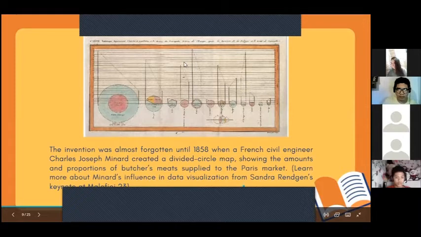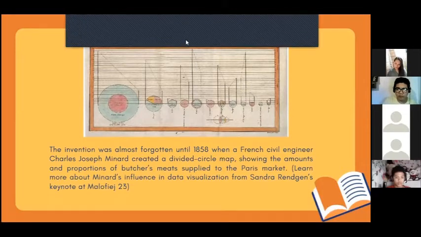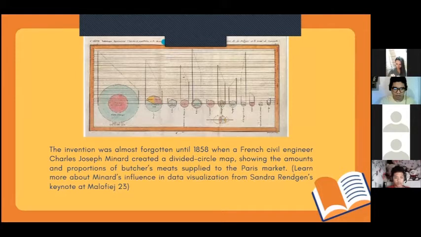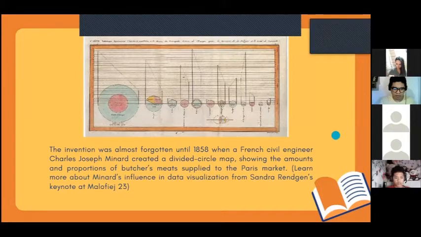The invention was almost forgotten until 1858, when a French civil engineer, Charles Joseph Minard, created a divided circle map. The divided circle map was the picture above, showing the amounts and proportion of butcher's meat supplied to the Paris market. If you want to learn more about Minard's influence in data visualization, you can search it on the internet.